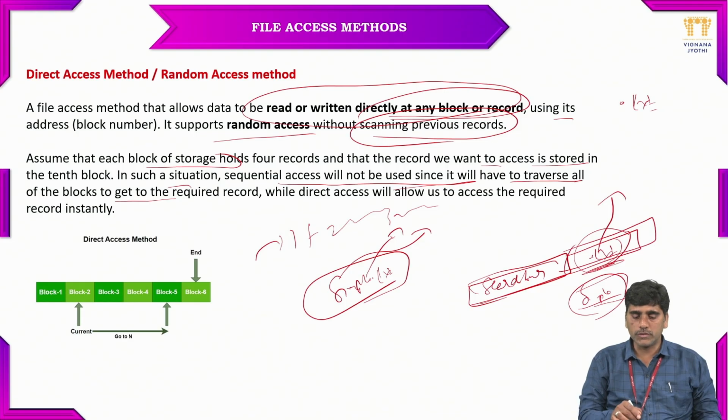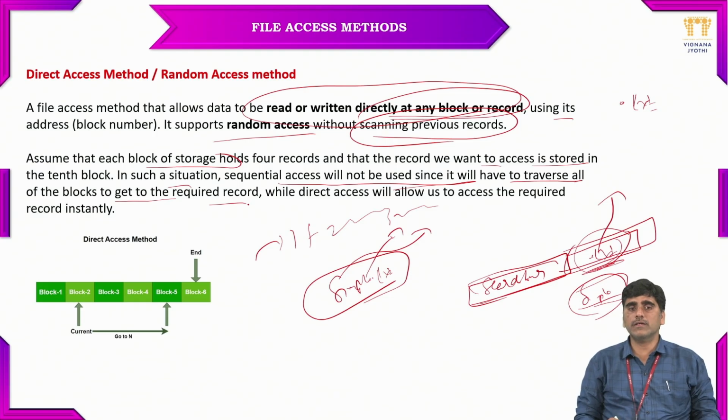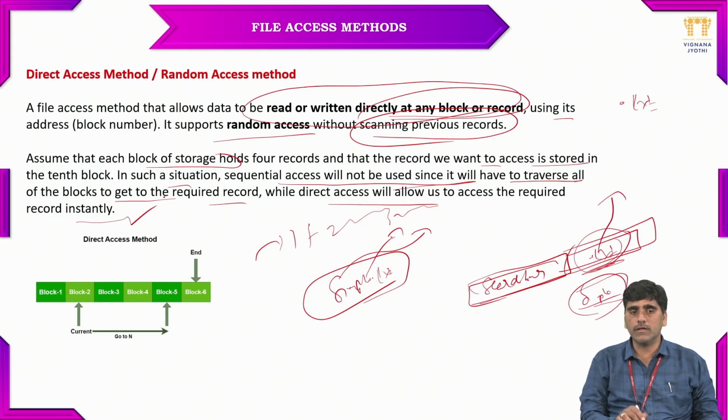But in the direct access method, the random access method situation, sequential access will not be used, because it would have to traverse all of the blocks to get the required record. As the name itself suggests, the direct access method stores a particular block of the record. So if you type the particular name of the file, it identifies the particular record and accesses it directly, allowing us to access the required record in constant time. So it can access directly.